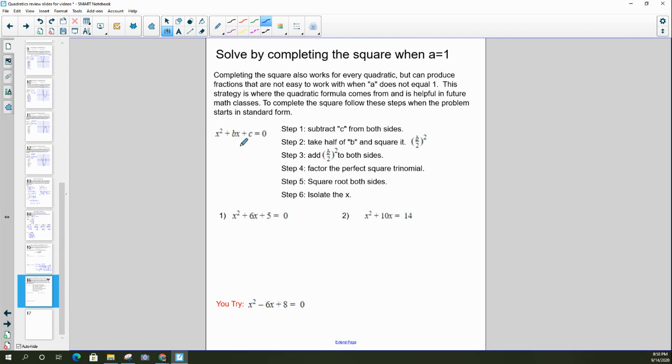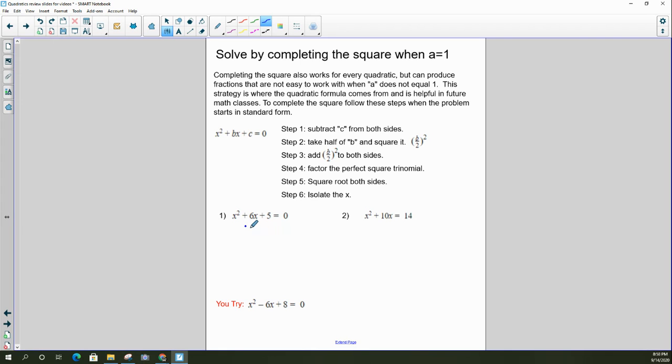So when we do it here, we're at these 6 steps, so let's work through problem 1. We're going to subtract c, so c is 5 here, so we're going to subtract 5 from both sides. We're going to get x squared plus 6x equals negative 5. And again, this is only true because there's no a. If there was an a, I'd have to divide by it. But a is 1, so I don't need to divide by 1.